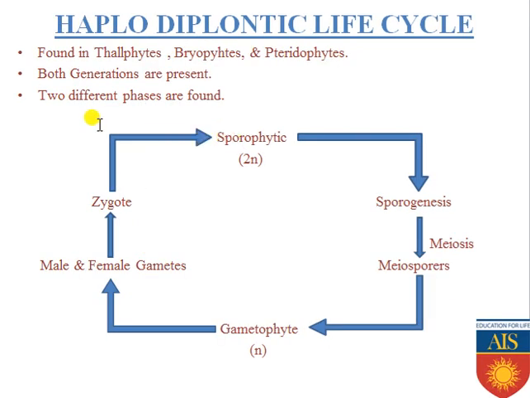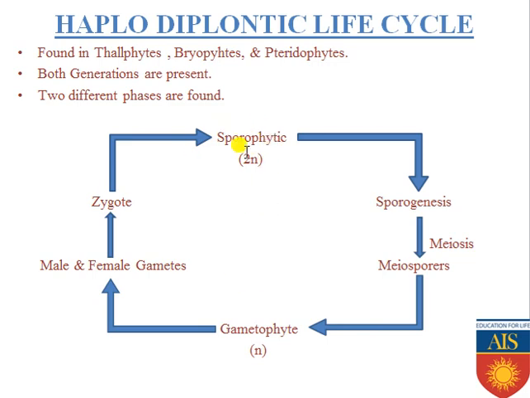Coming to the last life cycle, the haplodiplontic life cycle. That means both haploid and diploid generations can be found properly in this life cycle, found in thallophytes, bryophytes and pteridophytes. Both generations are present separately and the lengths of the generations are almost equal. So let's see: the sporophytic plant body is 2n. Sporogenesis occurs, that means spores form. Those spores go through meiosis cell division, forming meiospores, and those spores germinate to form the gametophytic plant body, which has a haploid number of chromosomes. That gametophyte produces male and female gametes, which fertilize with each other and form the zygote, and that zygote develops into the sporophytic plant body.